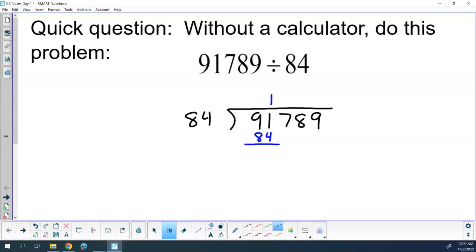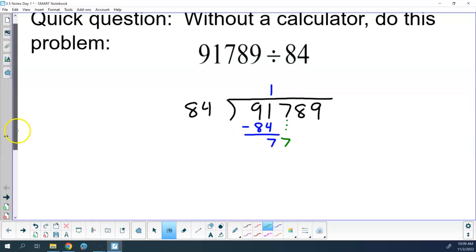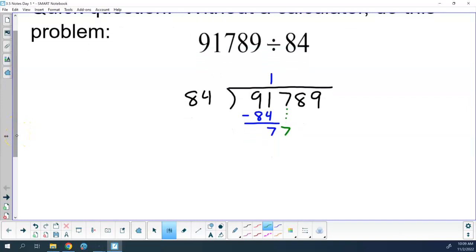You subtract. Okay. And then you get 7. Then you bring down the 7. Now we bring down the 7. 84 cannot go into 77, so you put a 0. 84 can't go in there, so that's going to be a 0. Then you subtract, and you get 77 still. Then you bring down the 8.